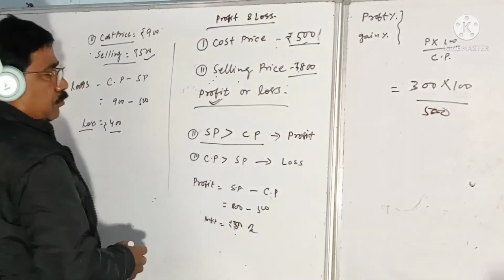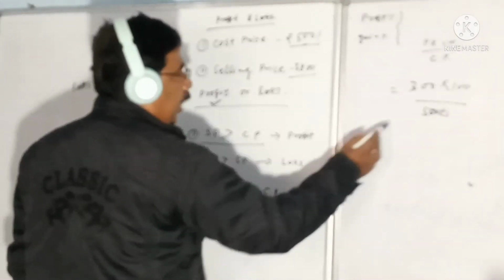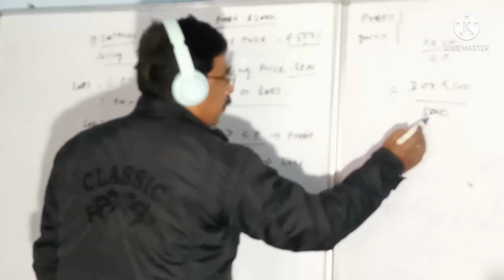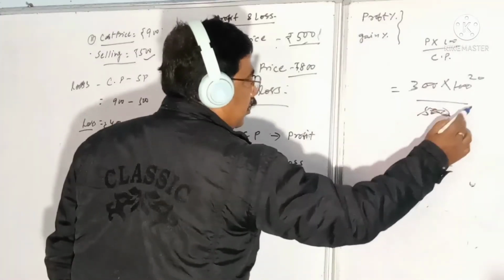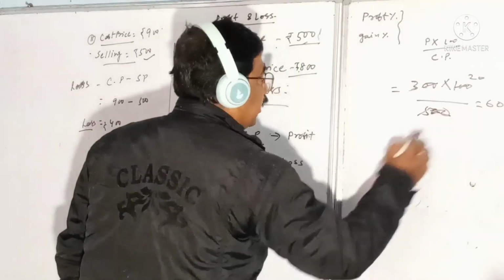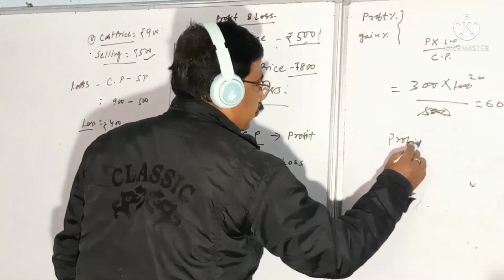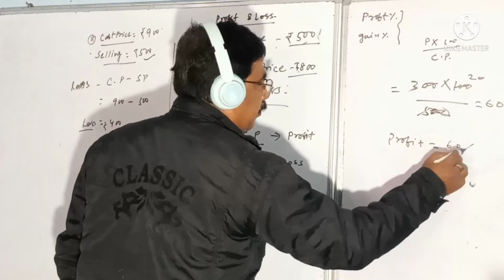Now 300 into 100 by 500, the zeros cut, and it comes to 60%. Here is 60% profit.